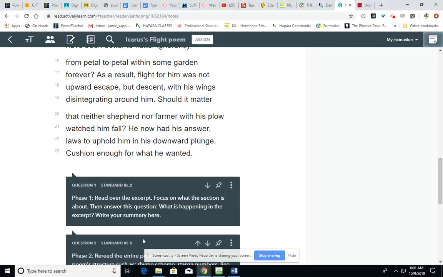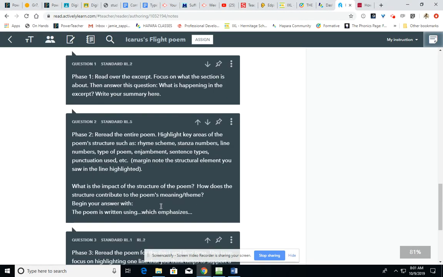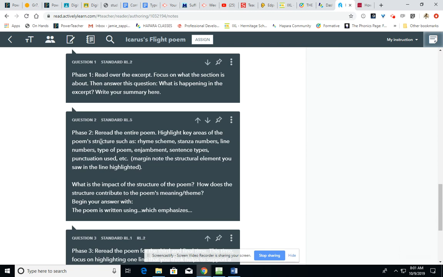During the second phase of this, we are going to be focusing on the structure of the poem. You're going to read the poem and highlight key areas of the poem's structure, such as rhyme scheme, stanza numbers, line numbers, what the type of poem is, enjambment, sentence types, punctuation used. All of those elements I want you to think about and look for. And I want you to look at what's the impact of the structure of the poem. How does the structure contribute to the poem's meaning or theme?